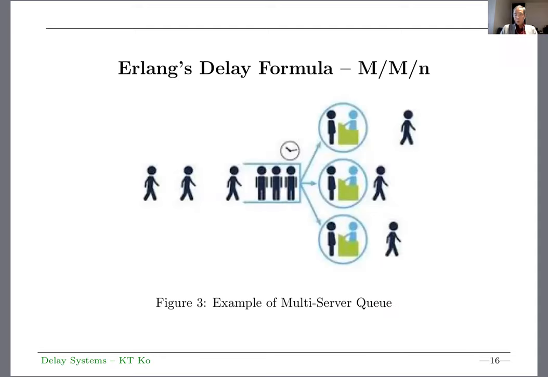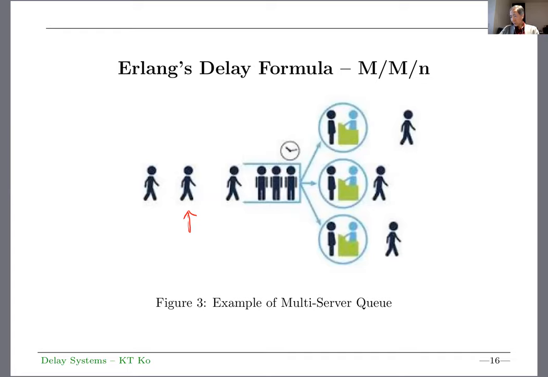The next one I want to look at is the Erlang delay formula. It's named after A.K. Erlang because of his work in this area. And this is the picture I like. It looks like me waiting, buying things at the supermarket. There is me, and in this case, there are three counters open and only one single queue. So the number of servers is not a single server, but three servers.